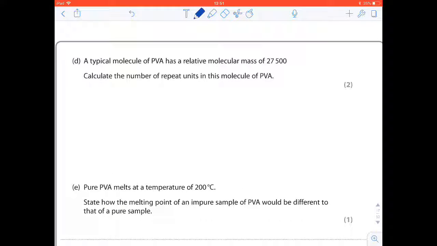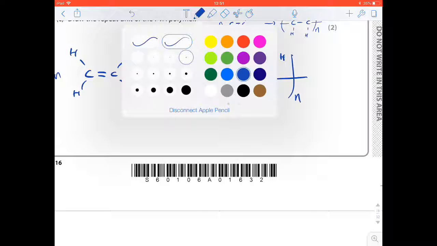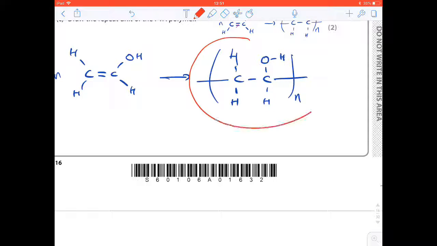A difficult question here. The whole big long molecule of PVA is telling you it's got a relative mass of 27,500. So that means that all of this, n times, has got a formula mass of 27,500. You just have to work out what n is.